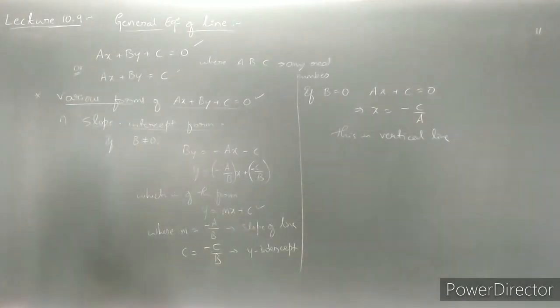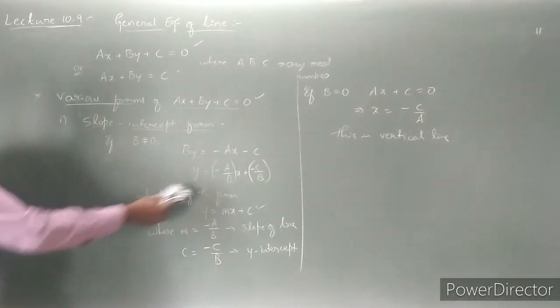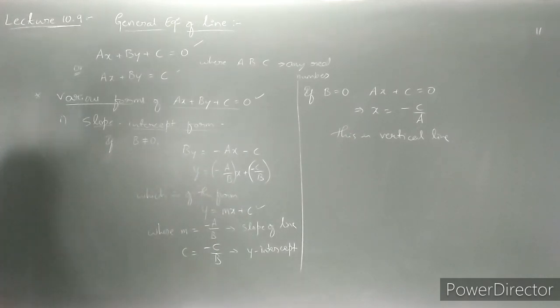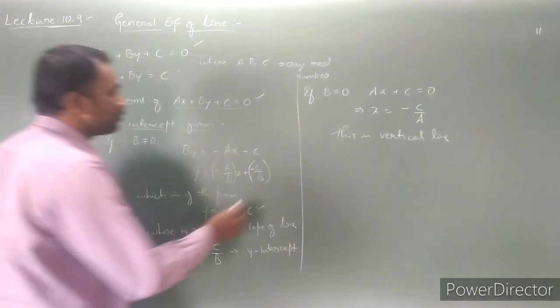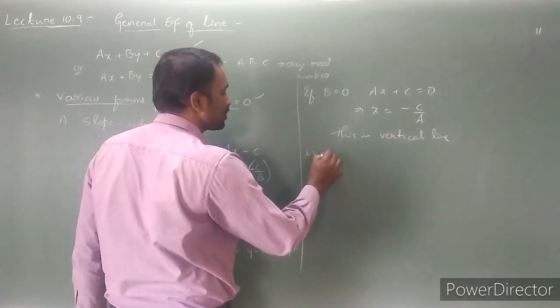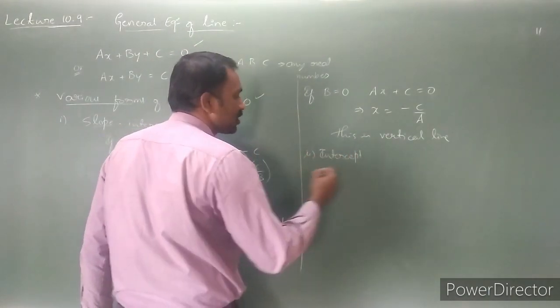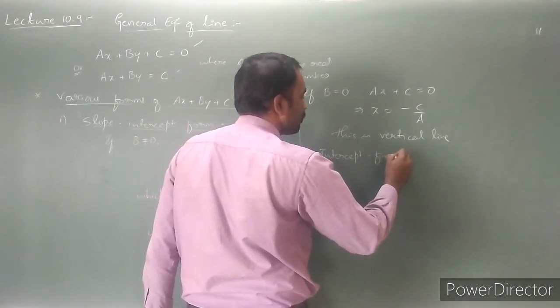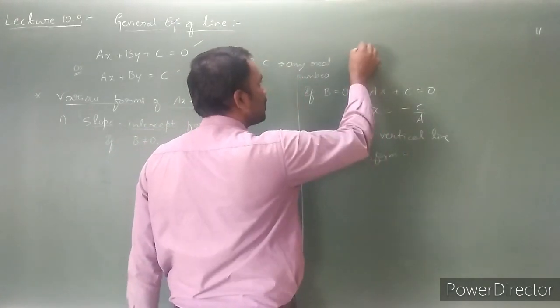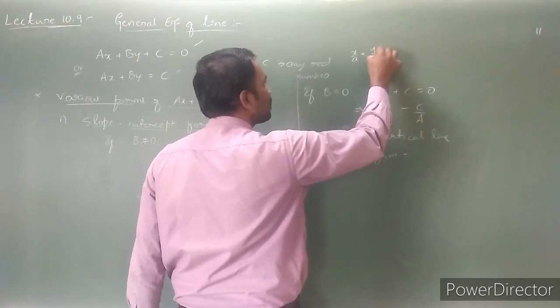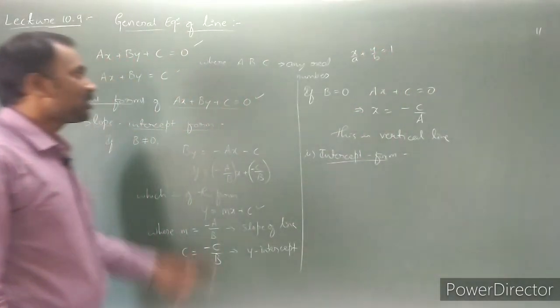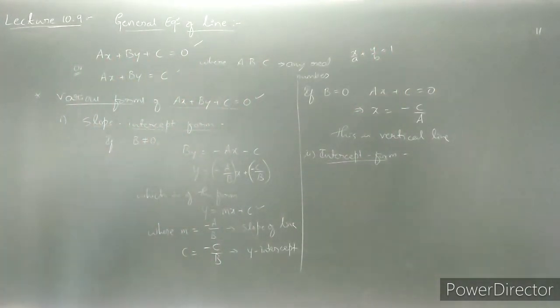Now, in the same manner, this is all about the slope intercept form. Now I take the intercept form, second case. Intercept form is something you generally know. What is the intercept form of the line? x by a plus y by b is equal to 1. That is our required intercept form.